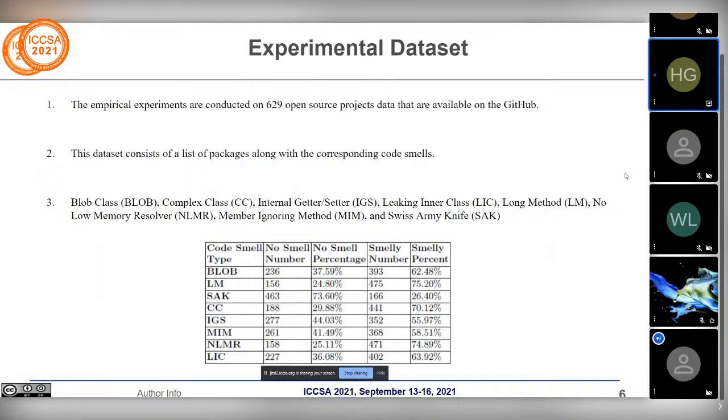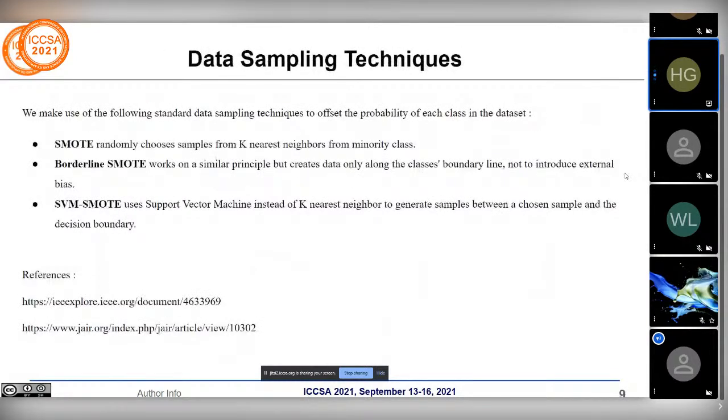So this sort of imbalance leads to poor performance in prediction of code smells. So to counter this, we ensure that we are using different sampling techniques.